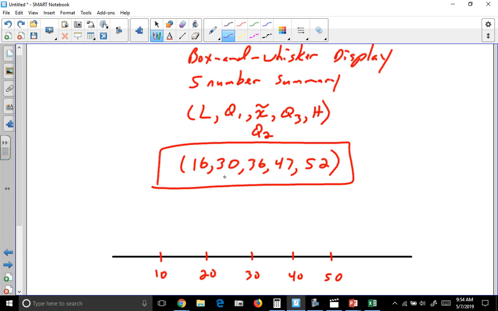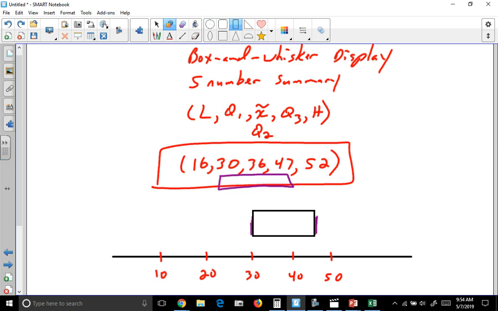The box is formed between the first quartile and the third quartile. So at 30, we're going to put a line. At 47, we're going to put a line. And we're going to draw a box that starts at the first quartile and goes to the third quartile. And then we're going to put a line at the median.